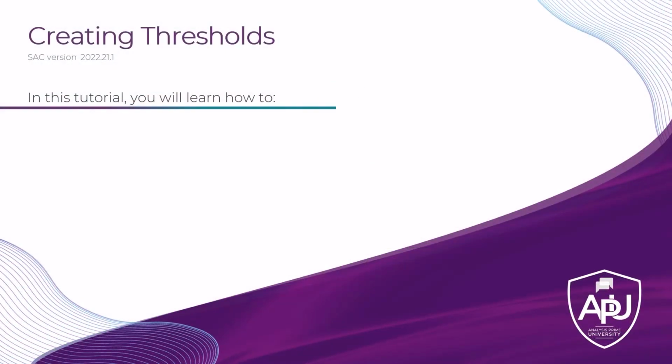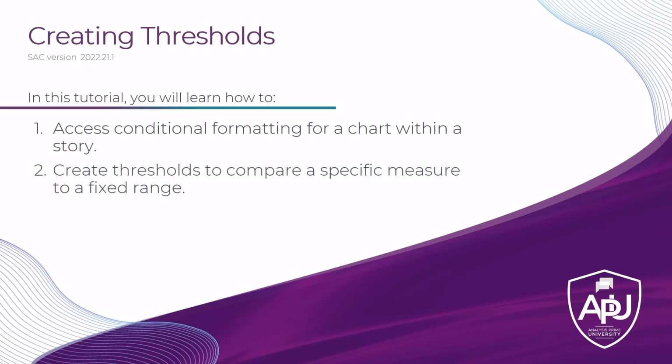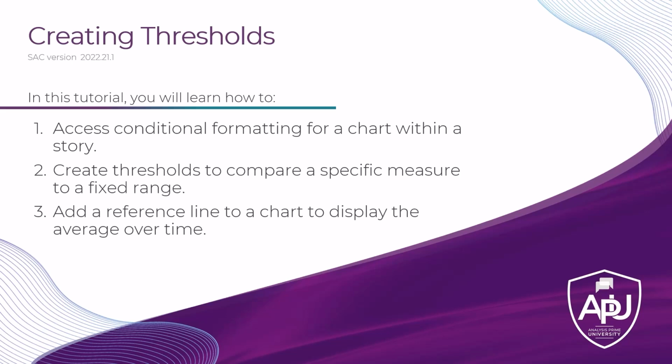Thresholds can be used to provide visual cues for your information so that you can quickly see what areas are doing well, what areas may need improvements, and what areas may need immediate attention. In this tutorial, you will learn how to access conditional formatting for a chart within a story, how to create thresholds to compare a specific measure to a fixed range, and how to add a reference line to a chart to display the average value over time.